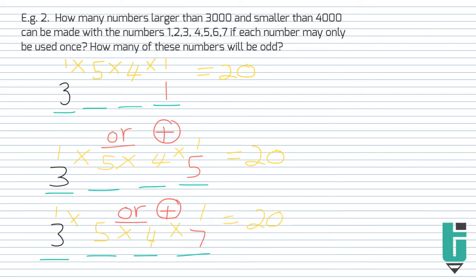And to get the final answer, or the total amount of numbers that will be odd, we simply have to add these 20s together. So the final answer will then be equal to 60.